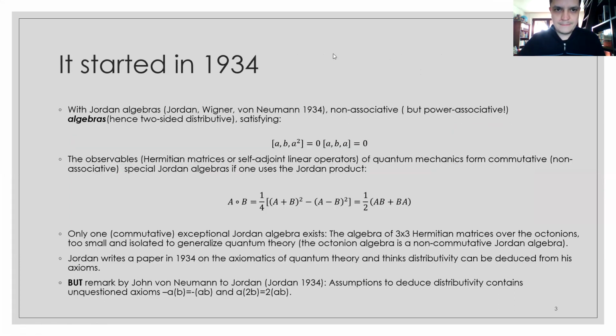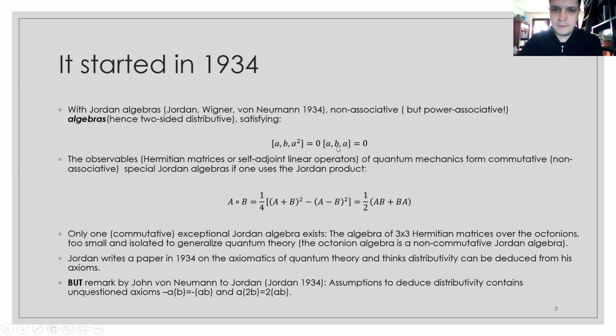So the idea to go beyond quantum mechanics is quite old. It all started in 1934 with a famous paper on two-sided distributive systems called Jordan algebras, which are non-associative but still power associative. You can see here that the Jordan algebra has to satisfy this relation. The bracket denotes the associator, which measures how far you are from being associative. The Jordan algebra needs to satisfy these two relations. The first one is called the Jordan identity, and the other one is called flexibility.